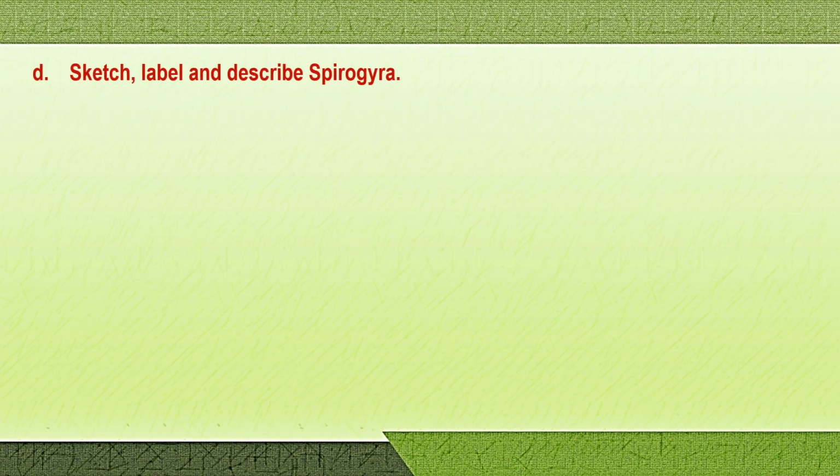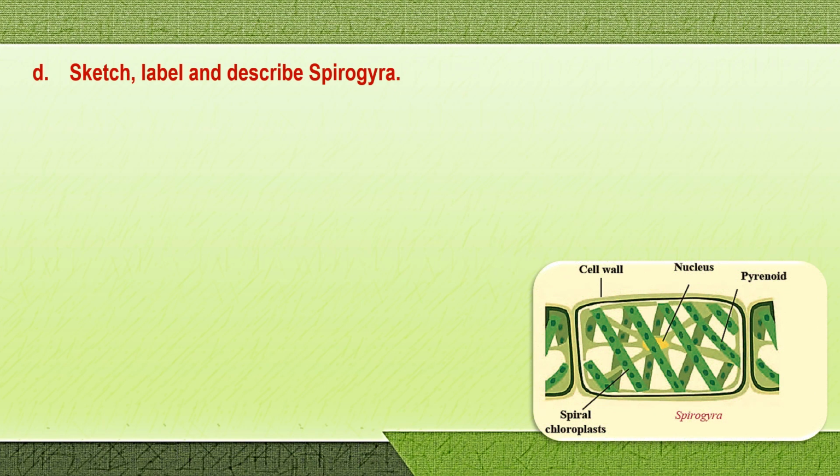Sketch, label and describe Spirogyra. If you look at the figure, you will find that because it is a plant cell, it has a cell wall. In the center you have the nucleus, then you have spiral chloroplast, green in color, stripes and small round structures called pyrenoids.